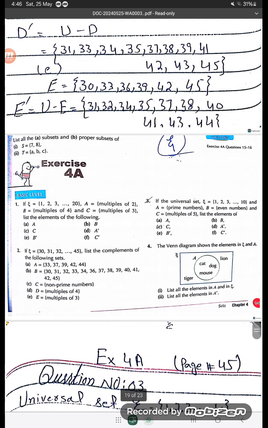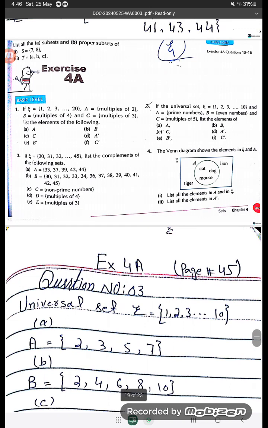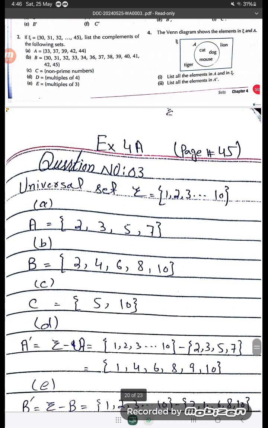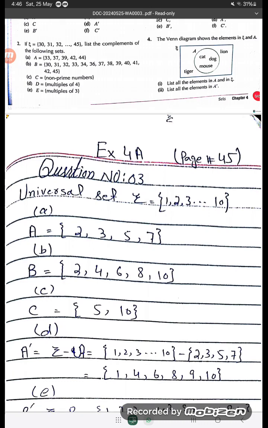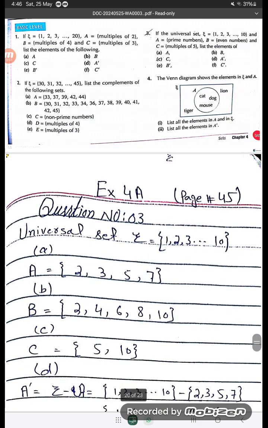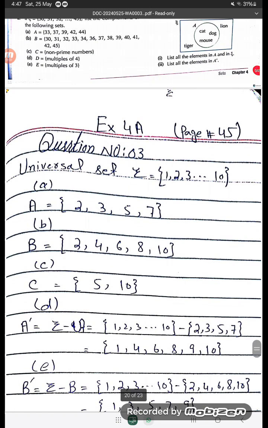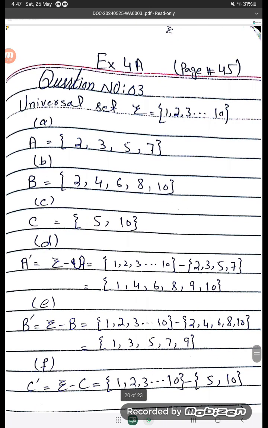this. Question number 3. If the universal set is 1 to 10, A is the prime numbers, B is the even numbers and C is the multiples of 5, find the elements of A, B, C, A complement, B complement and C complement. The universal set is 1 to 10. A, the prime numbers from 1 to 10, is 2, 3, 5 and 7. B, the even numbers, is 2, 4, 6, 8, 10, and C, the multiples of 5, is 5 and 10.